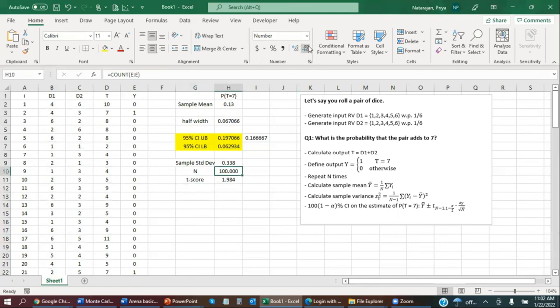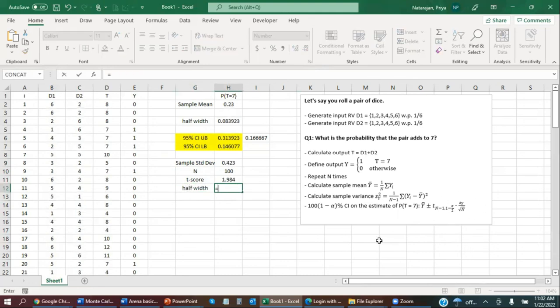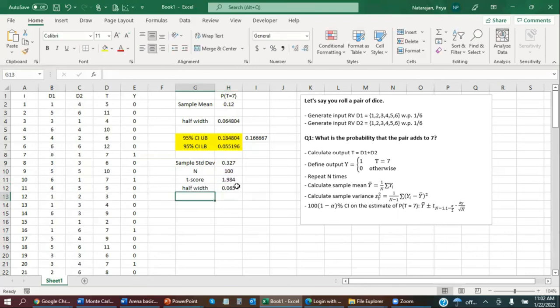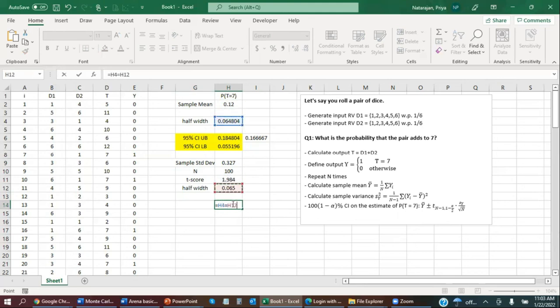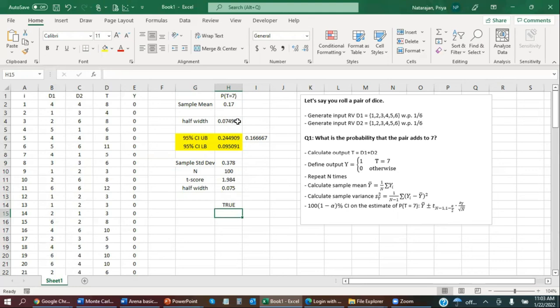1.984. Our t-score, so we can calculate our half-width another way, just by using our formula for half-width. And so this is the t-score times our standard deviation divided by the square root of n. And if you wanted to check, the half-width given here is going to be equal to this half-width that we calculate. This is just using a built-in Excel formula. In this case, we did the work that's, quote unquote, behind the scenes. So that's all for this very simple simulation. I hope you found this video helpful.